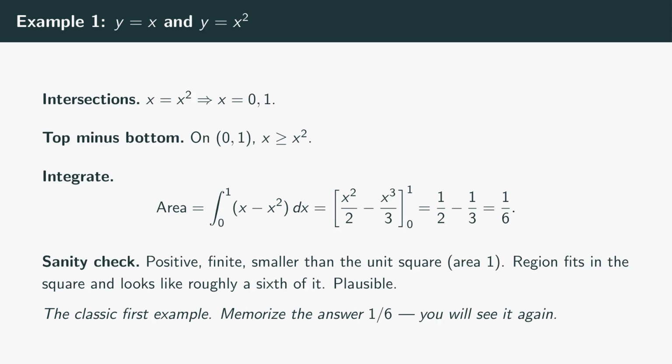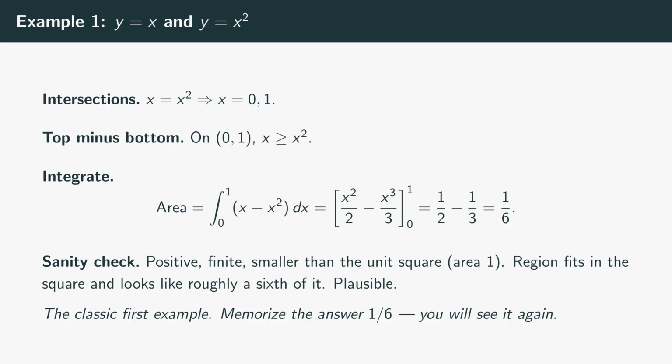First worked example, the classic. Area between the line y equals x and the parabola y equals x squared. Intersections: x equals x squared implies x equals 0, 1, as we just found. Top curve on the open interval from 0 to 1: the line y equals x is above the parabola y equals x squared. Quick check, at x equals 1/2, the line gives 1/2, the parabola gives 1/4, line wins. Set up the integral from 0 to 1 of the quantity x minus x squared dx.